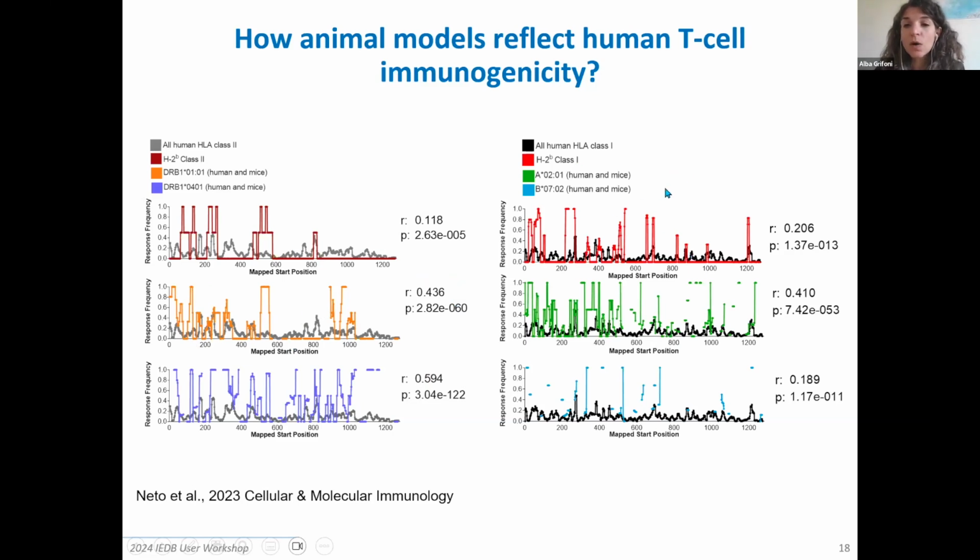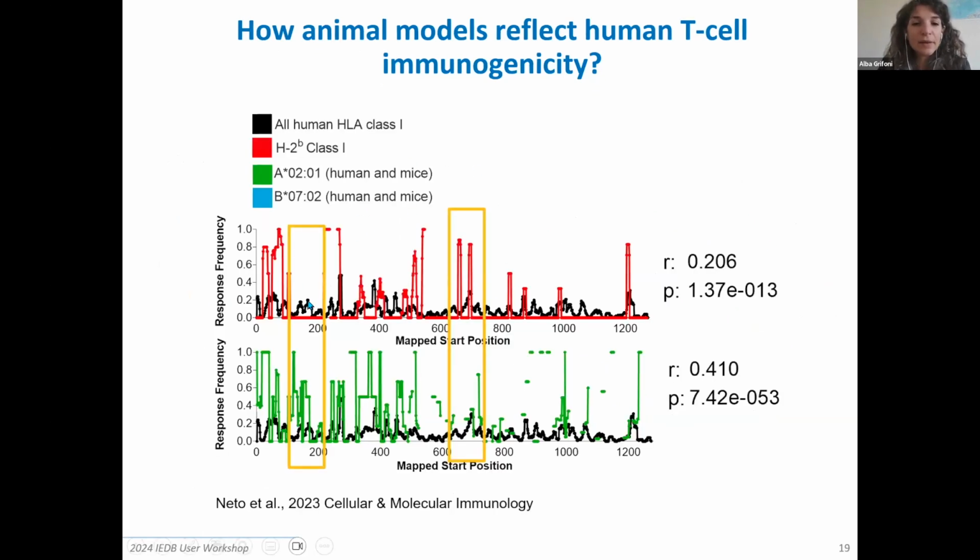In the context of class 1, similarly, you do have a weak correlation between the human and the mice data, which improves in the context of specific HLA. But one point I would like to note, for instance, when we look at the B702 data, the correlation is actually weaker than what you see in the context of mice. So it really depends on what type of transgenic mice you want to use to answer specific questions.